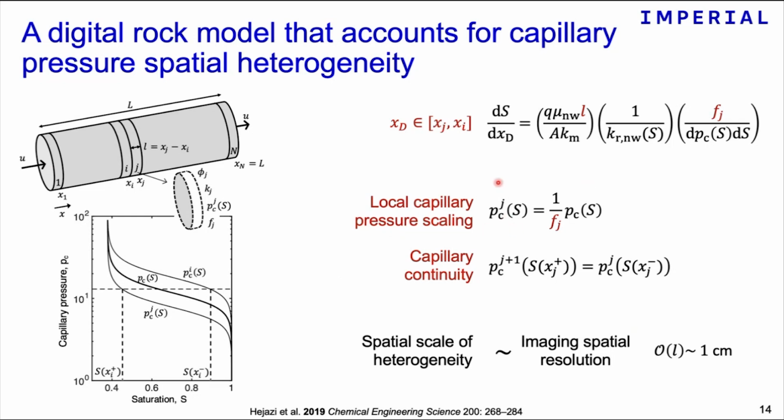So the relationship is quite simple through a scaling factor that scales the local capillary pressure to the representative reference one. And so essentially you simply modify your equations to account for this local scaling factor, and you solve the equation only for the particular volume element, and you solve it recursively across the entire sample, assuming capillary continuity.